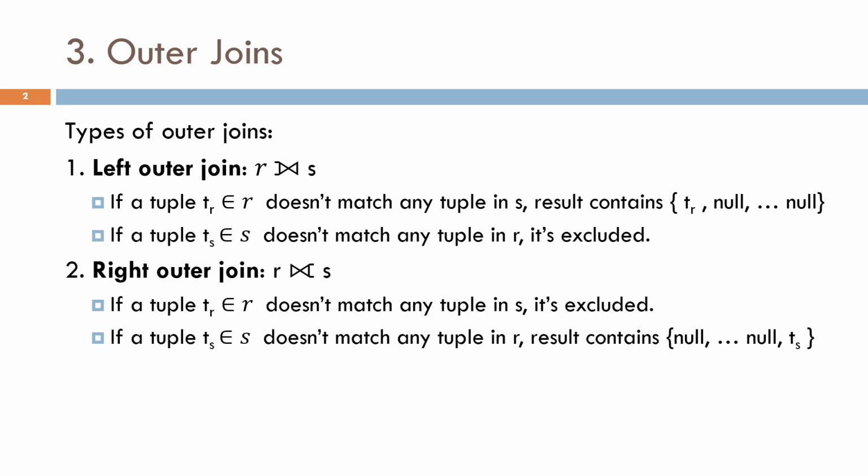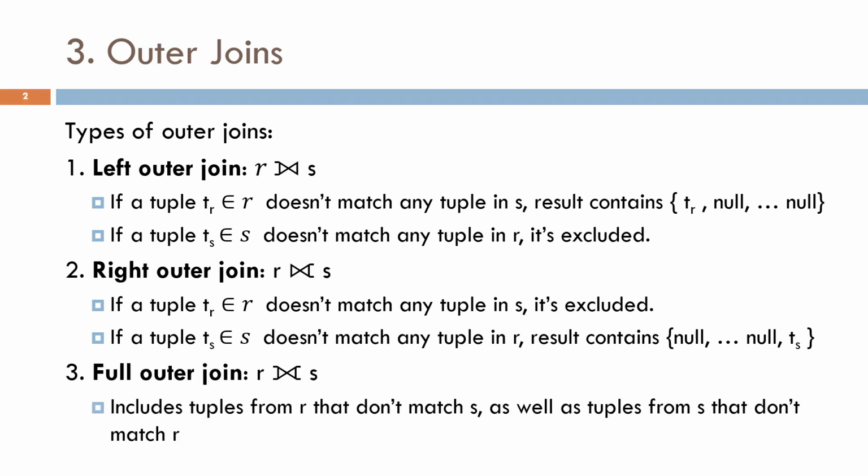The second type of outer join is right outer join. It is denoted by this symbol here, R right outer join S. In the right outer join, if a tuple Tr from relation R doesn't match any tuple in S, it is excluded from the result. But if a tuple Ts from relation S doesn't match any tuple in R, the result will contain null with Ts. It simply includes all tuples from the right relation, even if these tuples don't match any tuple in the left relation. And missing information is represented by null values in the result.